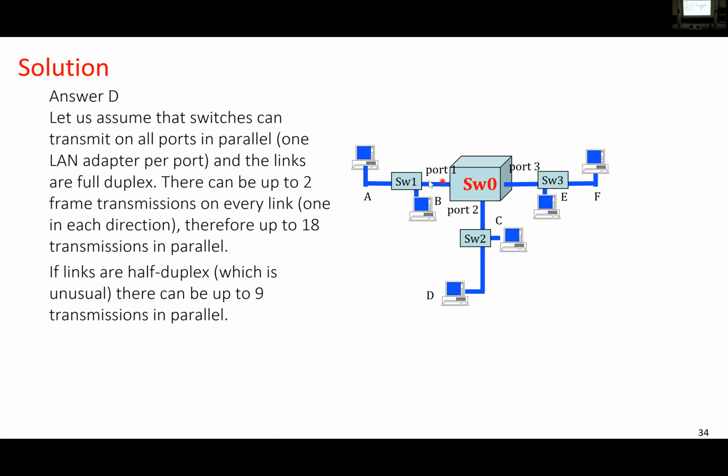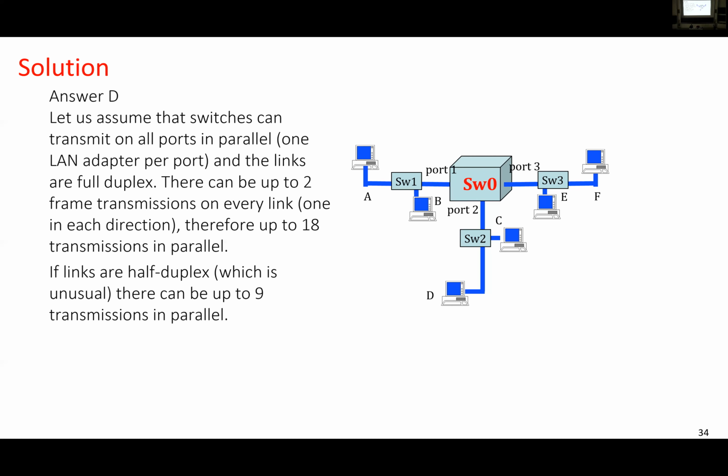And in fact, the same can happen on every link here. So on every link that you see, and if I'm counting right, there are 9 links in total, there could be one frame in every direction. Of course, there will not always be one frame in every direction, but if all the switch buffers are full in a period of large traffic to be transmitted, this is what will happen. So there can be 18 transmissions in parallel.